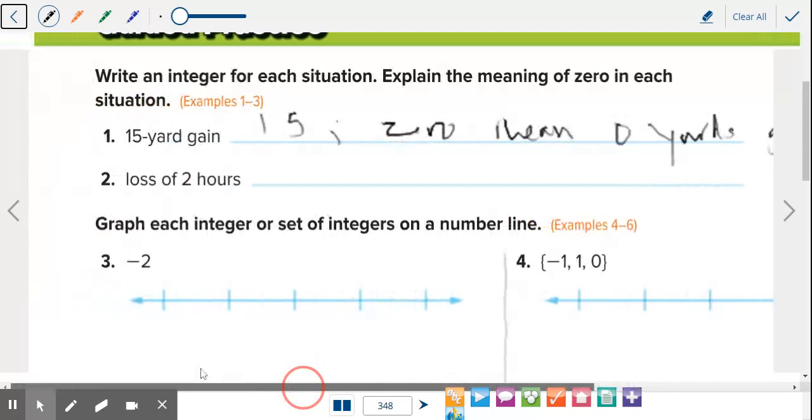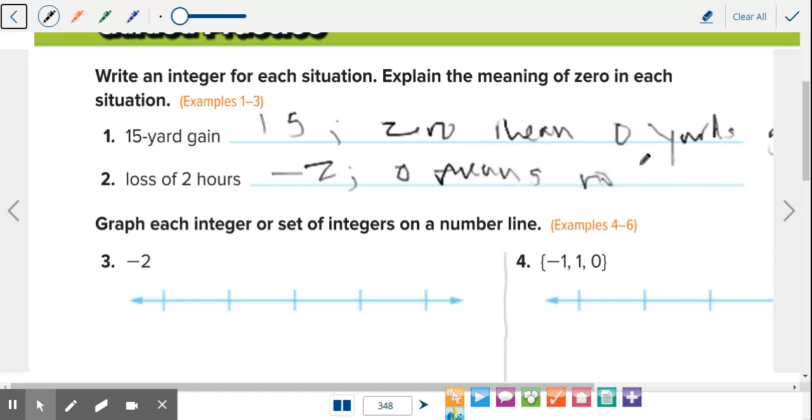Okay, now, number 2, loss of 2 hours. Who can do this one for us? Katie? Okay. And then 0 equals no hours lost. So 0 means no hours lost. That's all you got to put for that situation because you can put gain too, or lost, or gain. Okay, so 0 means no hours lost, no hours gained.